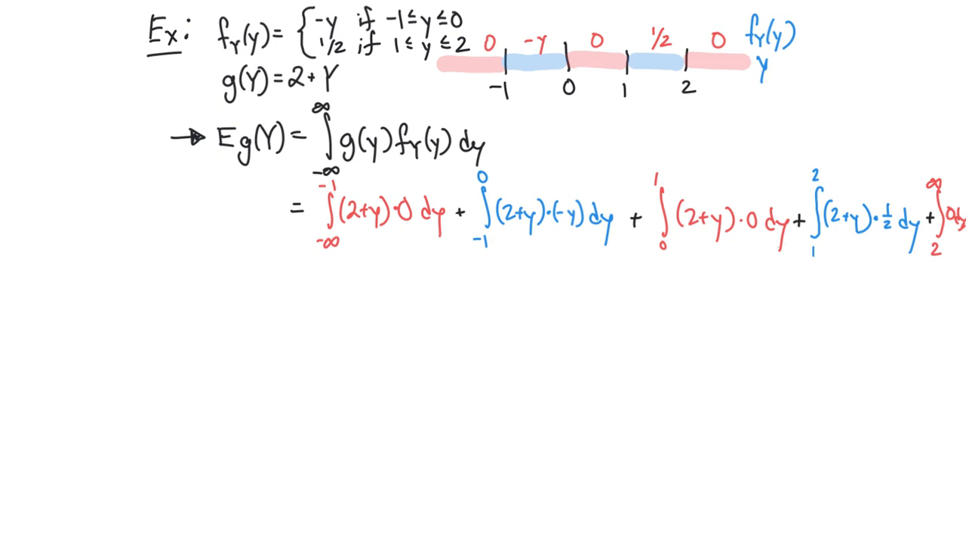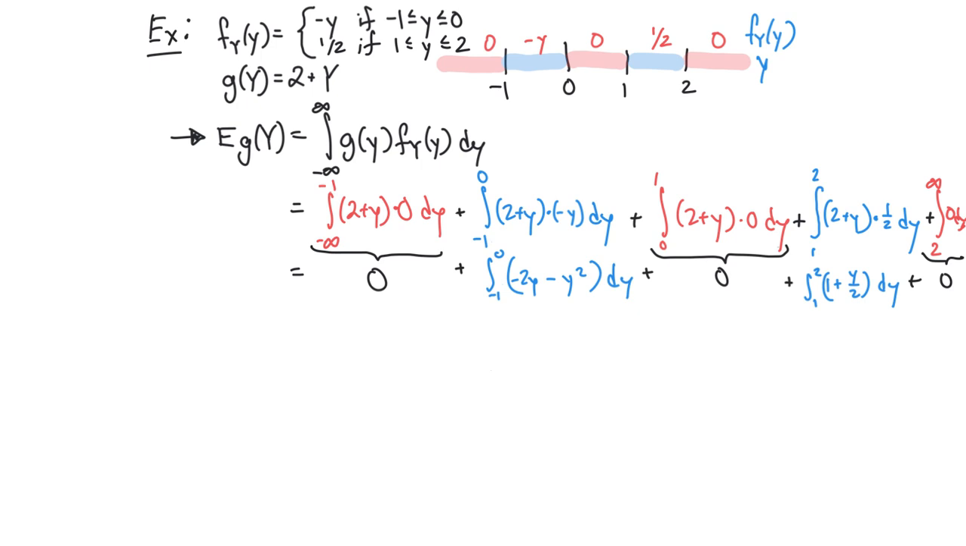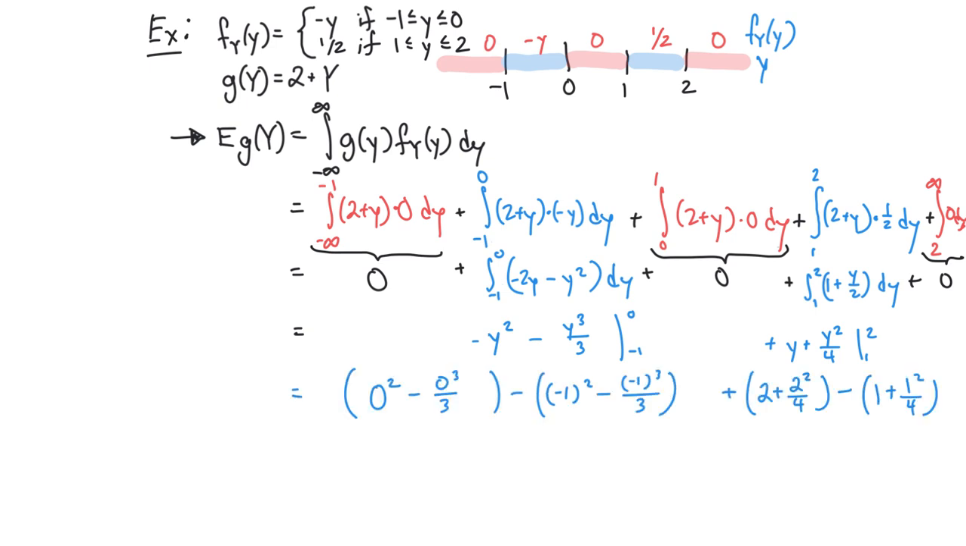Then the blue part, we have a negative y and a 1/2. As was discussed before, the correct way to integrate a product is to expand it first. So minus 2y and minus y squared. Then each piece can be integrated. And these are standard polynomial integrals. Finally, substitute in the top and the bottom limits. Do some arithmetic, and we have an answer.